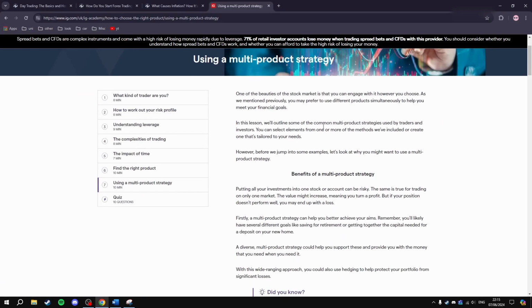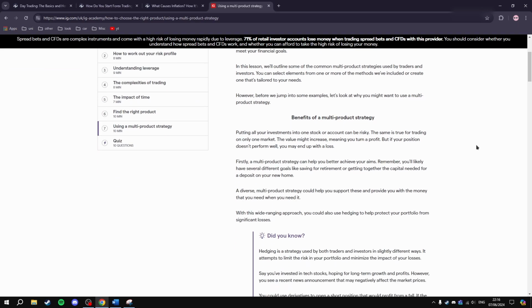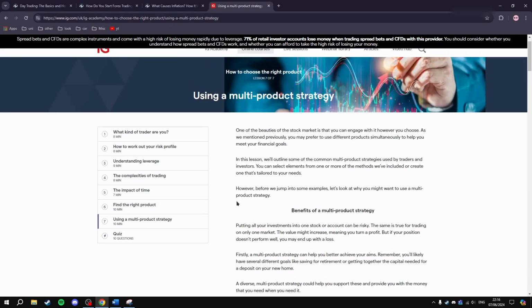So, one of the beauties of the stock market is that you can engage it with however you choose. As we mentioned previously, you may prefer to use different products simultaneously to help you meet your financial goals. In this lesson, we'll outline some of the common multi-product strategies used by traders and investors. You can select elements from one or more of the methods we've included, or create one that's tailored to your needs. However, before we jump into some examples, let's look at why you might want to use a multi-product strategy, which we will do in the next video.